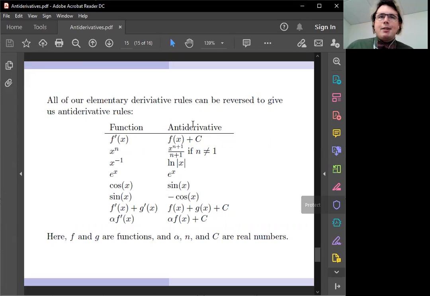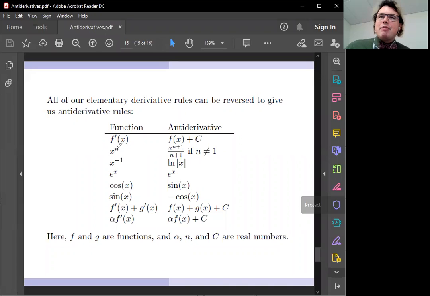Now, what derivatives do I know? I know polynomials, and I know, well, I don't want to touch rational functions right now. Maybe I'll get back to those in a future lecture. I know the logarithm. Yeah, I know the exponential function. I know sine and cosine, and I can add functions, and I can multiply functions by constants. All of those things are derivative rules that I know how to do. Well, every single one of those derivative rules I can turn around backwards, and I get an antiderivative rule.